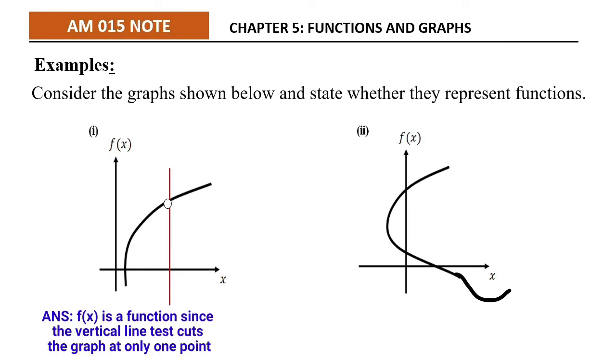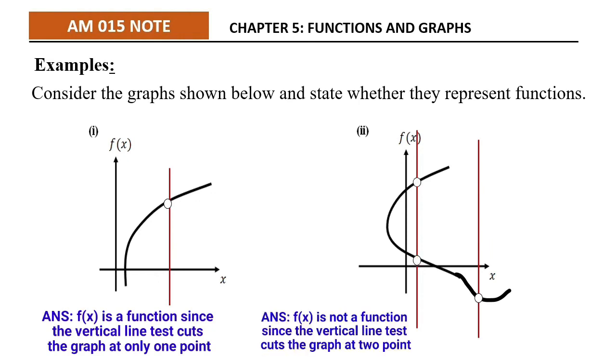Example 2. For a graph to be a function, the vertical line test must cut at one point throughout the domain. If we put the vertical line test here, the graph only cuts at one point. But if we put the vertical line test more to the left, the line cuts at 2 points. So this is not a function. For f(x) to be a function, the whole domain must cut at one point. Since one part of the graph cuts at 2 points, f(x) is not a function.